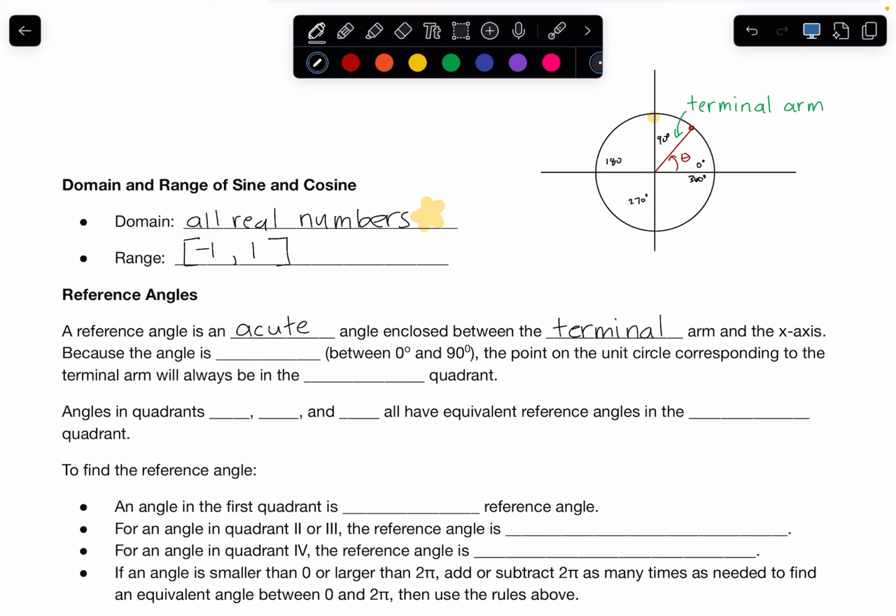So, because our angle is always acute, between 0 and 90, the point on the unit circle corresponding to the terminal arm will always be in the first quadrant. All angles in quadrants 2, 3, and 4 have equivalent reference angles in the first quadrant.